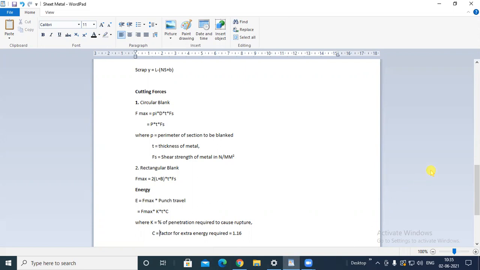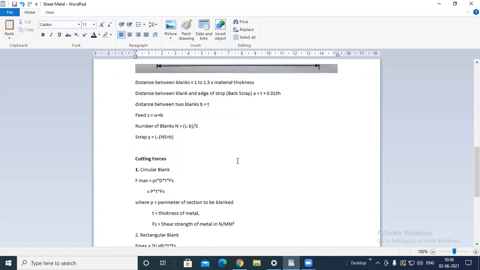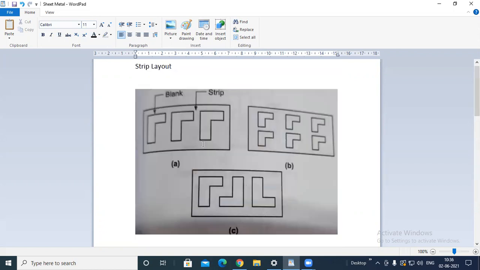Now, further we are going to see the penetration. For the cutting action, the punch should penetrate into the strip up to a certain thickness, because the fracture occurs from both the die and the punch. The punch need not penetrate the entire thickness of the strip to effect the rupture of the part. Okay, so this is the information regarding penetration.